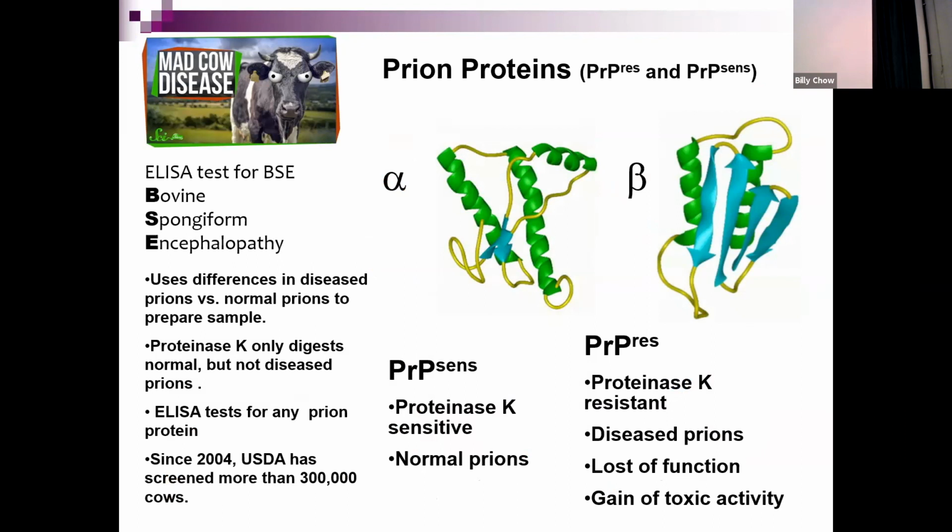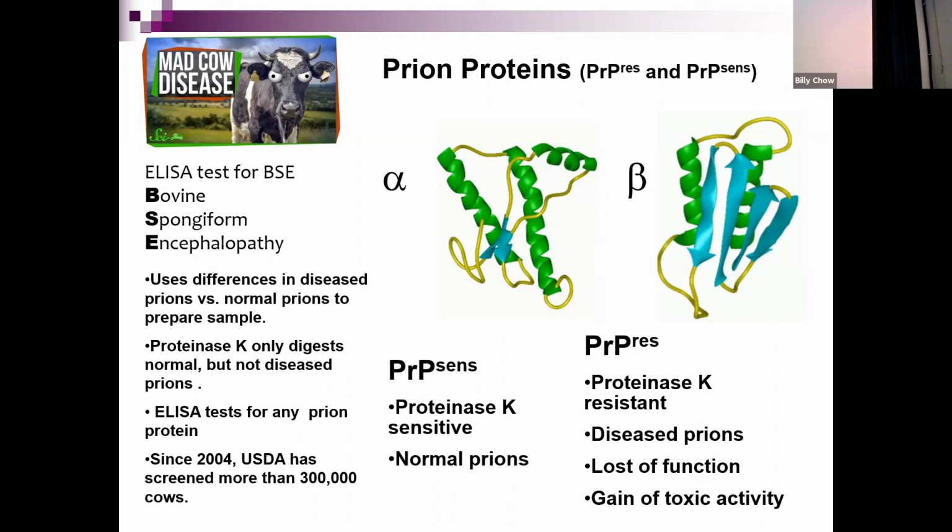Okay, so one more example on ELISA, mad cow disease. Okay, so for mad cow disease, there are ELISA tests developed for this BSE, bovine spongiform encephalopathy. Okay, so it is because of the presence of a prion protein that is being mutated.